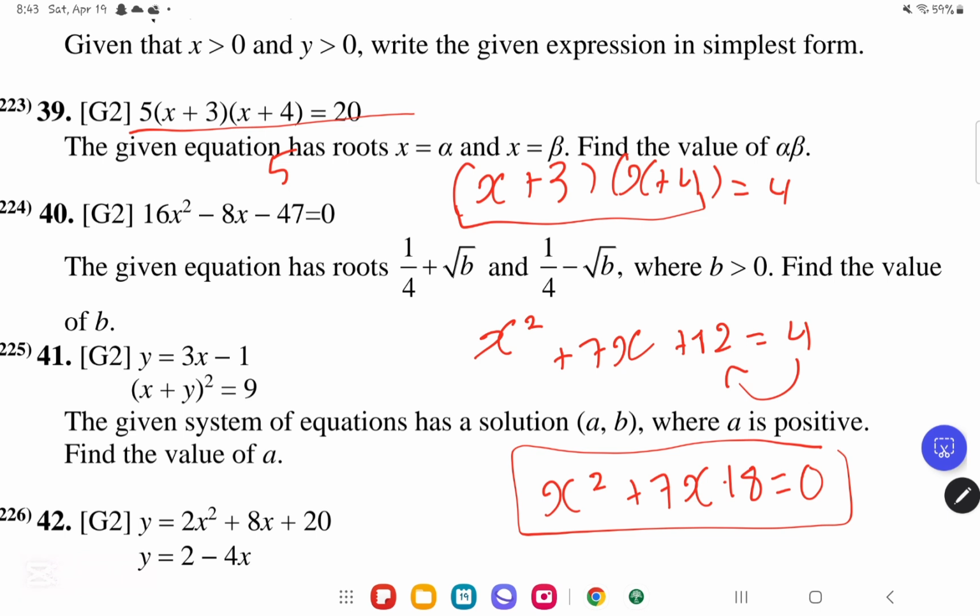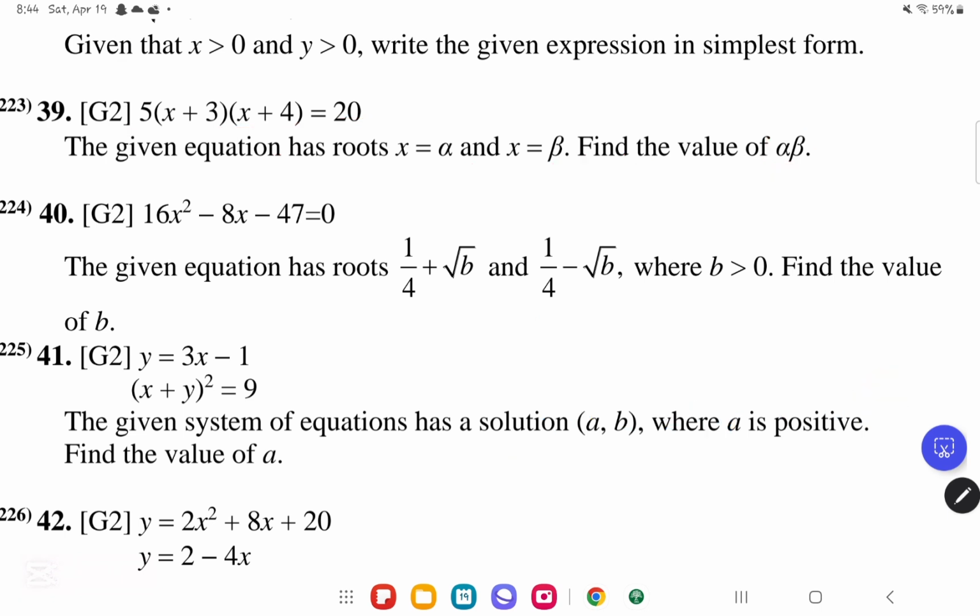They said the roots x is equal to a and x is equal to b. They told us they want to find the value of alpha times beta, or a times b. Very simply, we know what? Alpha times beta is the product of the roots. And based from before, we know that it's going to be x squared minus sum plus the product. So we have the product over here to be 8. So very simply, the value of alpha times beta is going to be what? It's going to be 8. Very simply.